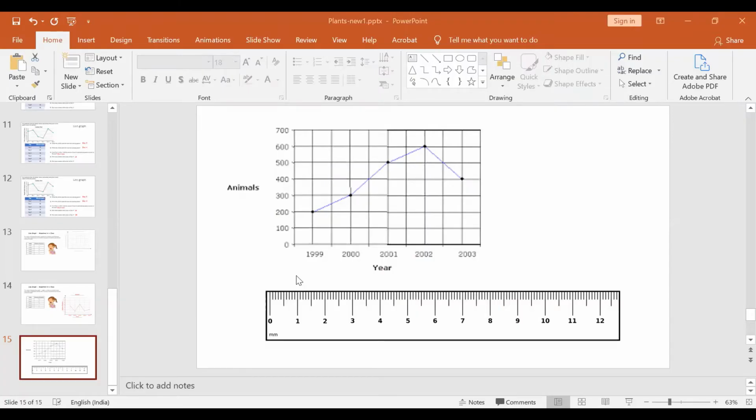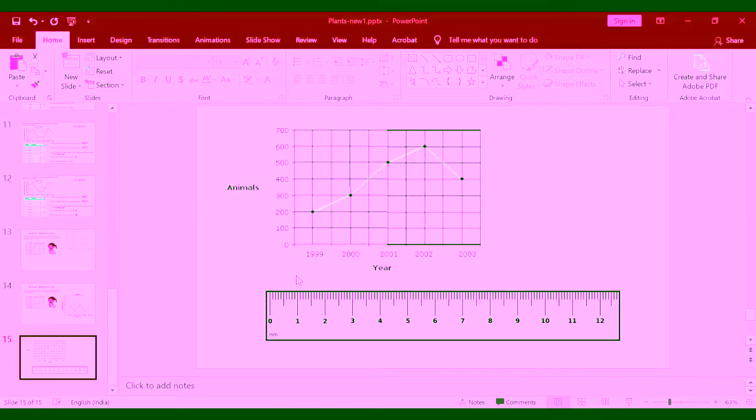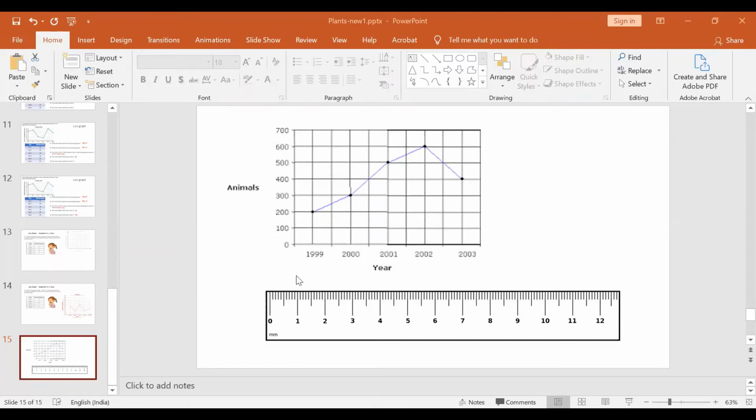So for today's homework, your worksheet will be shared with you. You have to read the line graph and answer the questions. First create a table, then answer the questions. The second exercise, you have to draw a line graph. So remember, you have to mark equal distances. The equal distance is important, then only the graph will be correct.